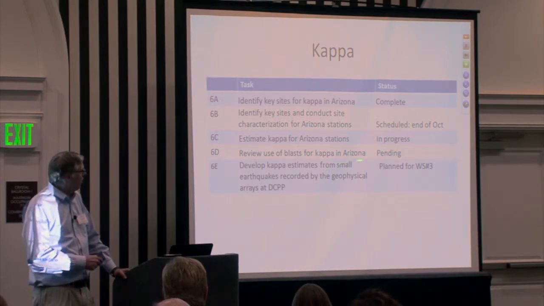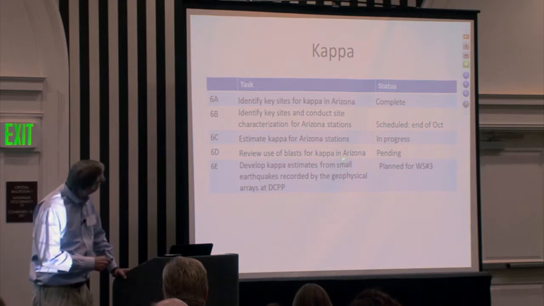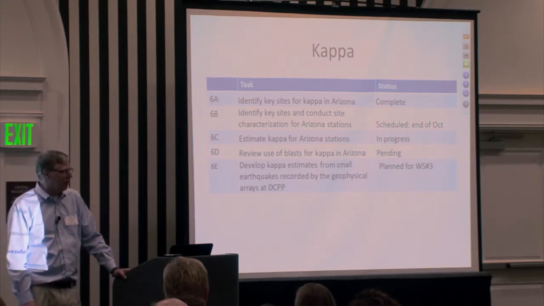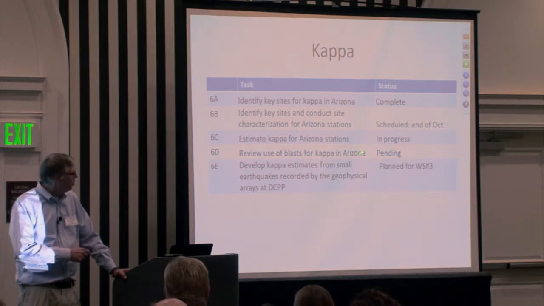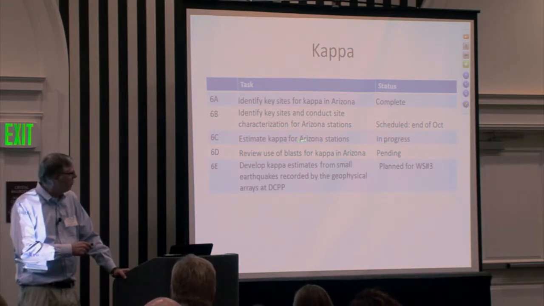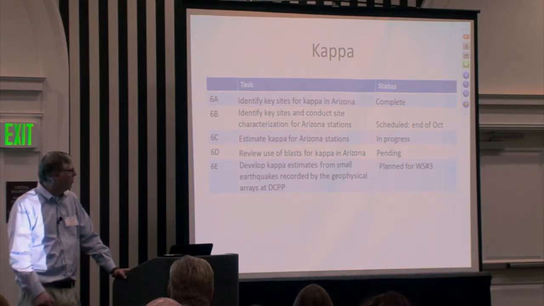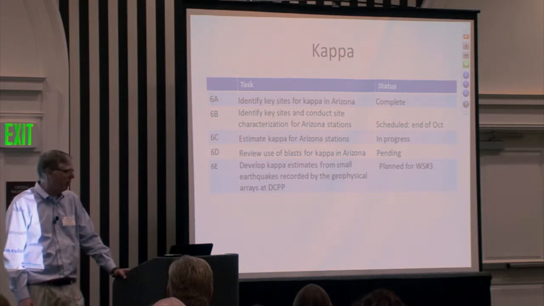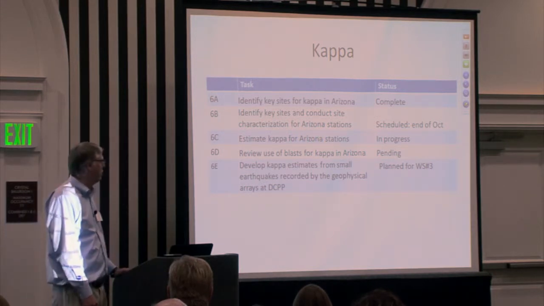One other issue that came up was, can we use blasts to get at Kappa? And so some of this work had been looked at in Reno, and we have not done the review of this yet. So this is still a pending task. If we can get at Kappa from the earthquakes, I think we will do that and not focus on the blast. If the earthquakes really are going to be a big problem for us, then we'll move back to seeing what we can pull out of the blast data.